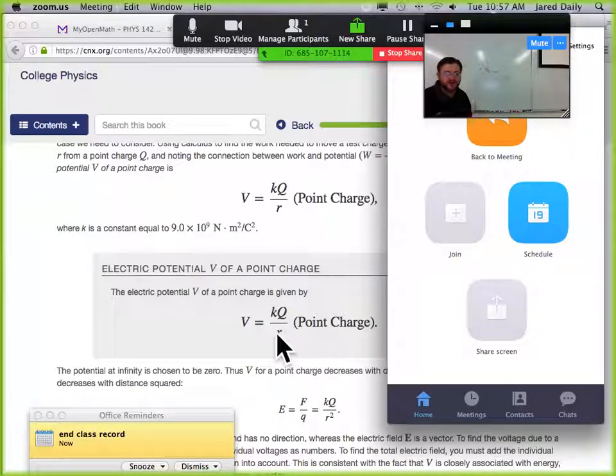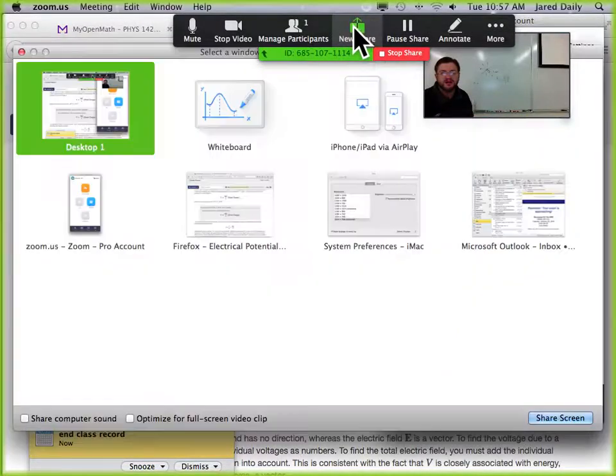Right? It's that simple. I keep forgetting to put my screen back on here. How do I put my screen back on?